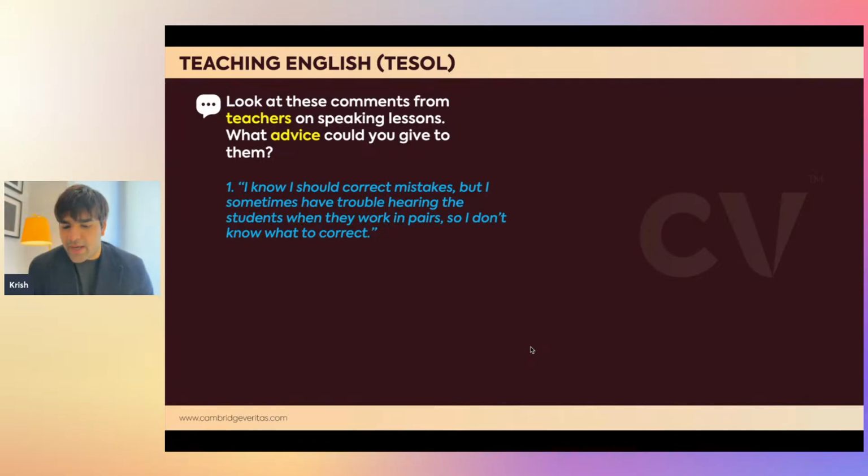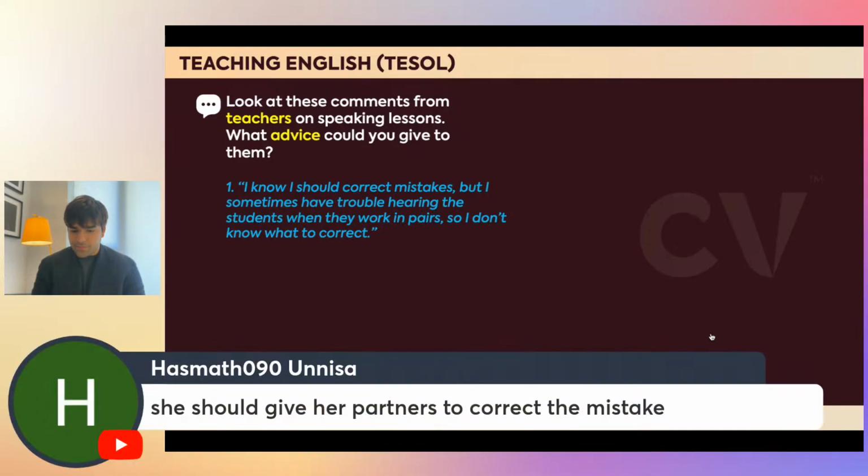What do you feel about that? Hasmat says she should give her partners a chance to correct the mistake. That's very good. Yeah, that's called peer correction. That's what Priya also mentioned. Lovely. Thank you, Hasmat.